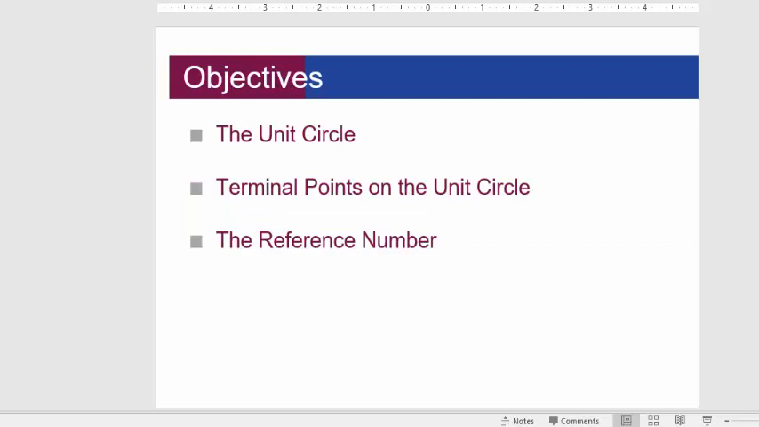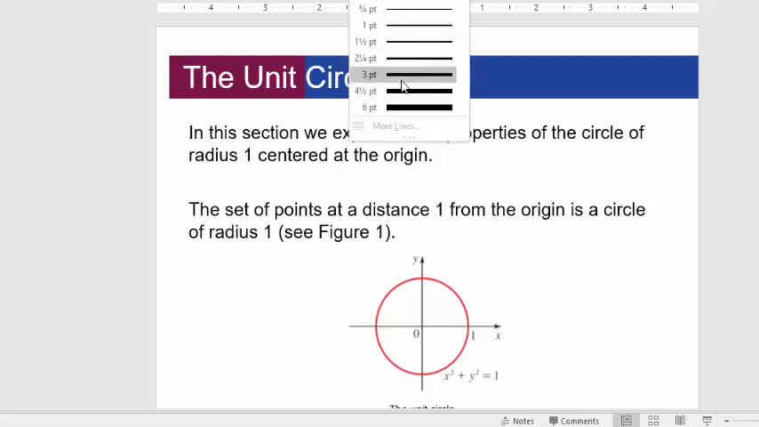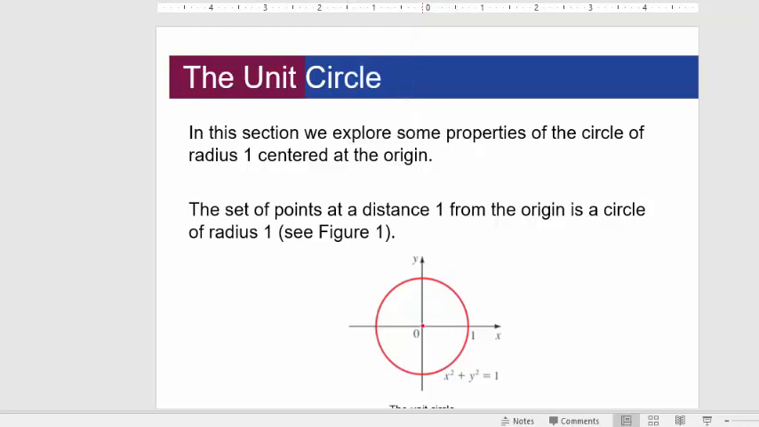Right? These are our objectives for this section. Unit circle, terminal points, and then the reference number, which is going to be very similar to the reference angle that we had dealt with in chapter 6. So the unit circle is just the circle that's centered at the origin and has a radius of 1. Okay? And the equation of that unit circle is going to be x squared plus y squared equals 1. And that shouldn't really be surprising considering what we had in chapter 6, right?